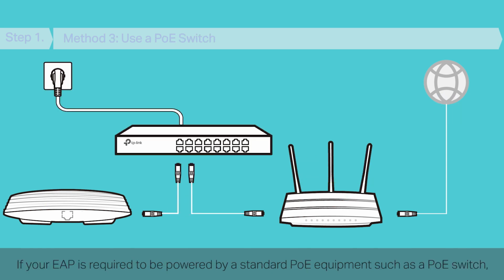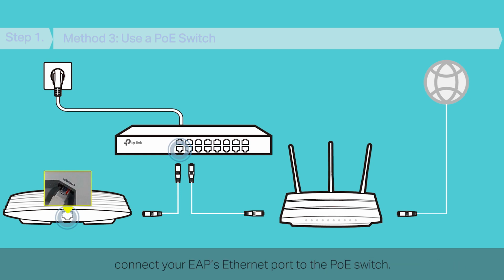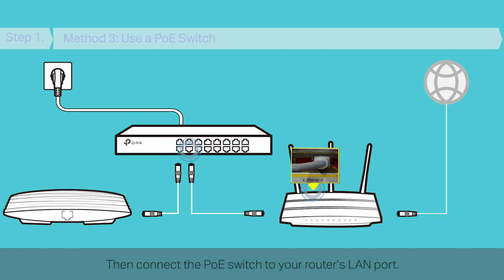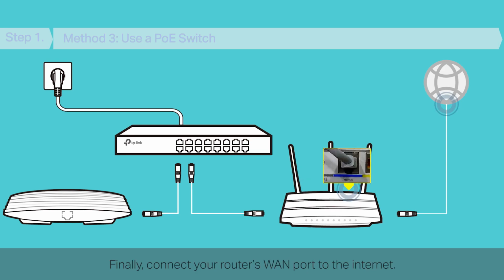If your EAP is required to be powered by a standard PoE equipment, such as a PoE switch, connect your EAP's Ethernet port to the PoE switch. Then connect the PoE switch to your router's LAN port. Finally, connect your router's WAN port to the internet.